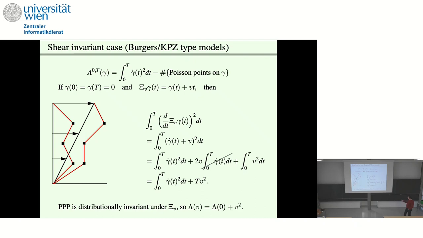If you start with a path that connects zero at time zero to zero at time t, and then you apply the shear transformation. Shear in space-time is also known as Galilean transformation. So you add a constant velocity to the path. Let's do that, and let's also apply the shear to the environment. Let's take all these Poisson points and also apply the shear transformation to them.